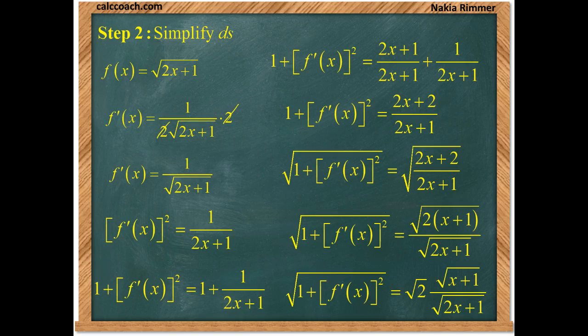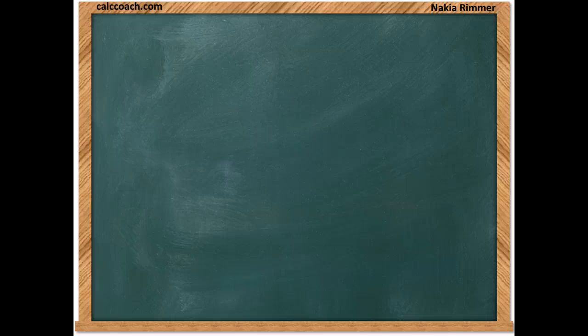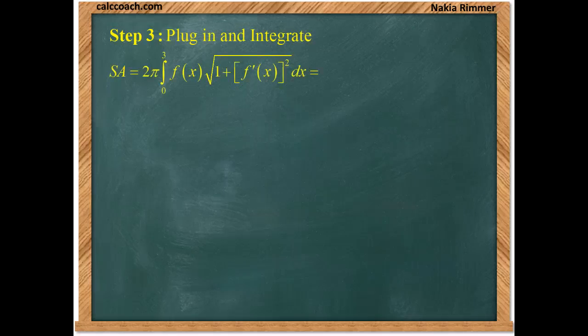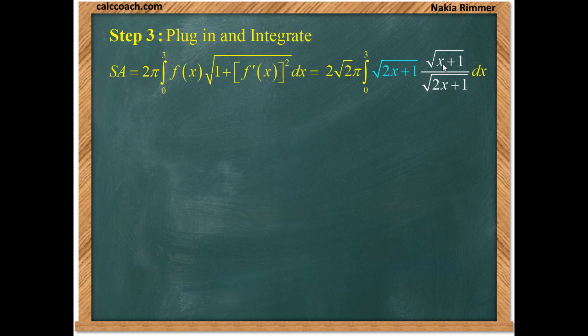Okay, great. So now we just need to plug into the integral, and we need to integrate. That's the third step. The integral that we had on the first slide was 2 pi, the integral from 0 to 3, f of x, times the square root of 1 plus f prime squared. Now, we know what f of x is, and we know what this root is. Let's put them in together. The f of x is root of 2x plus 1. The simplified version of the ds is the root of x plus 1 over the root of 2x plus 1. And what I did with that root 2 is I pulled it all the way out.